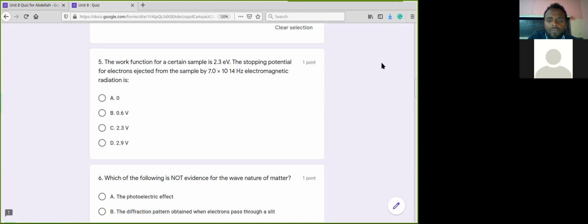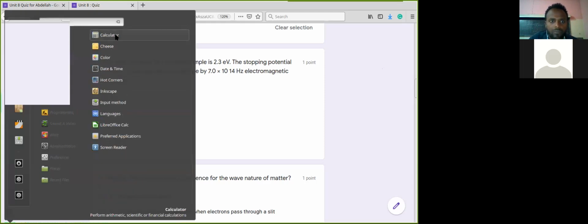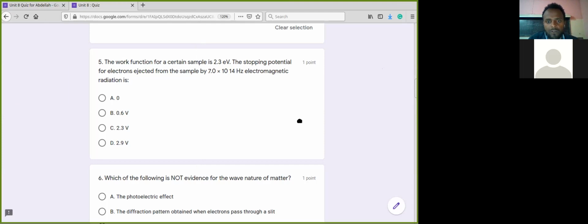Seven times 10 to the power 14 times 6.63 divided by the charge on the electron, 1.6. Use the calculator. You will get 29.